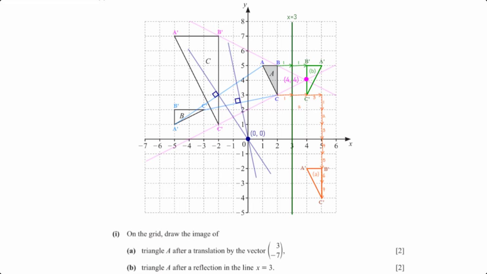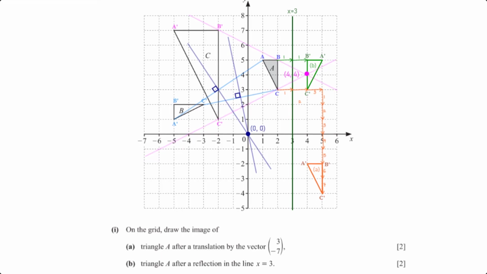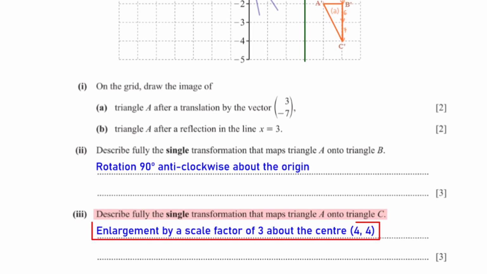From here, all we need to do now is to find the center of enlargement. We can get this by connecting at least 2 corresponding points on both triangles. The intersection point of the lines is the center of enlargement. In this case, we get the center to be (4, 4). And so the full description for this transformation would be enlargement by a scale factor of 3 about the center (4, 4).